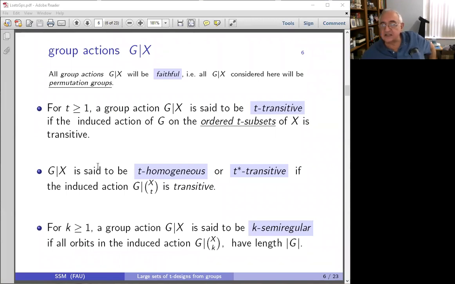The group action G on X is said to be T homogeneous, or T star transitive, if the induced action of G on X choose T is transitive. By X choose T, I mean the T subsets of X. In other words, a single orbit of G on the T subsets. And for K greater than or equal to 1, a group action is said to be K semi-regular if all the orbits of the action of G on X choose K have length the order of the group. In other words, none of the K subsets can be fixed by any non-identity element in the group.